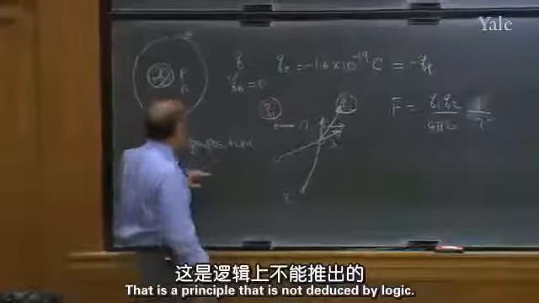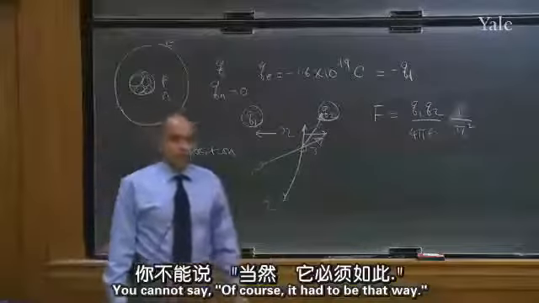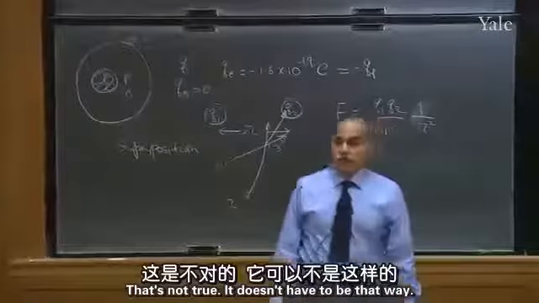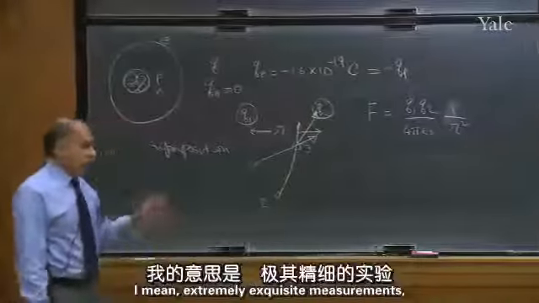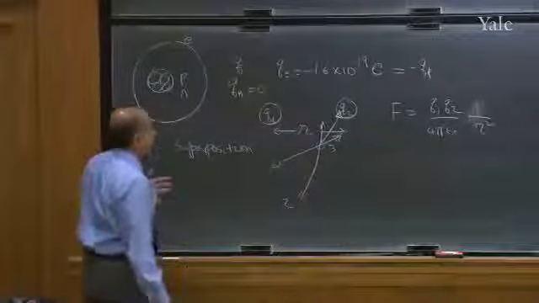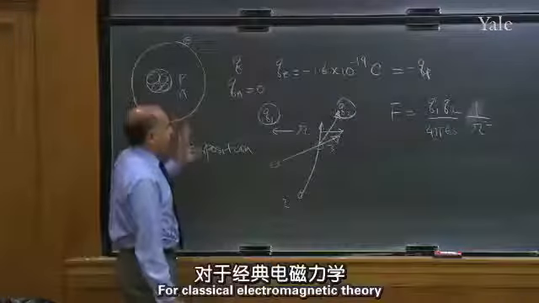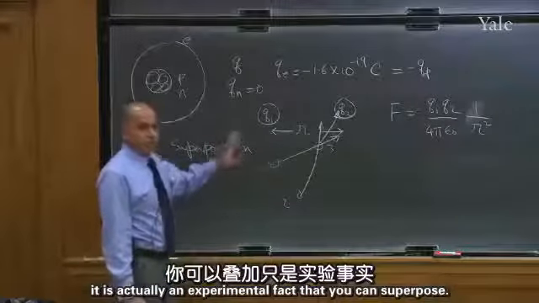That is a principle that is not deduced by logic. You cannot say, of course it had to be that way. That's not true. It doesn't have to be that way. In fact, it is not that way if you make extremely exquisite measurements. But they occur at the really quantum level. For classical electromagnetic theory, it is actually an experimental fact that you can superpose.